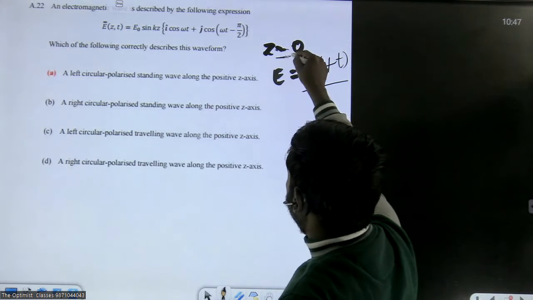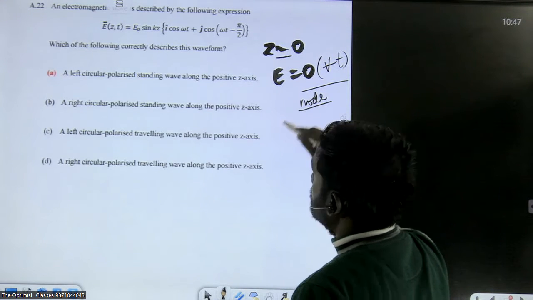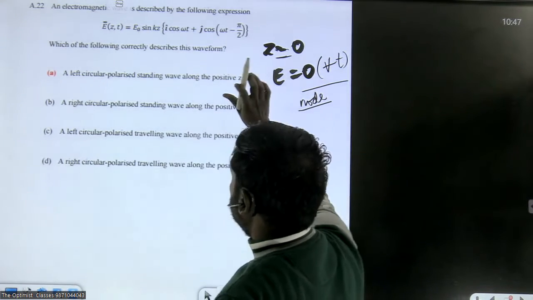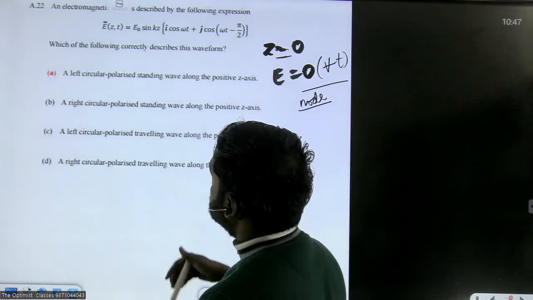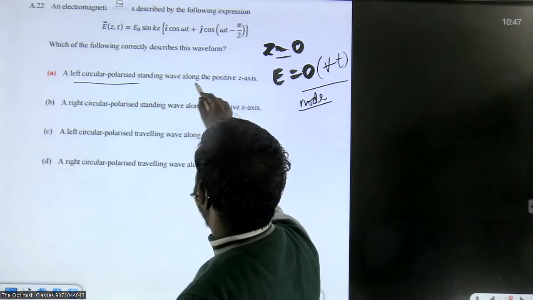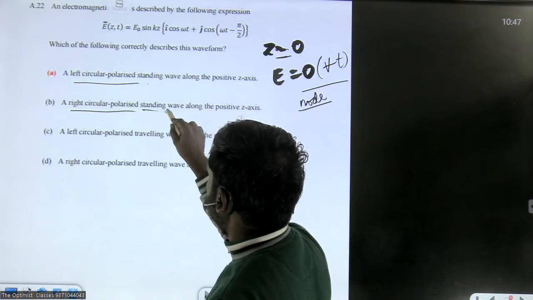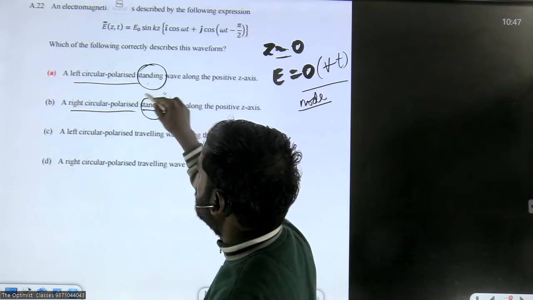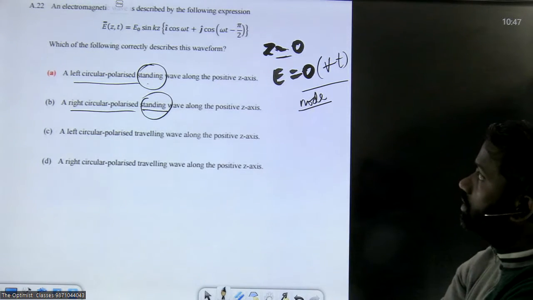At z equal to 0 we are getting electric field 0. That means this is a node. So it is quite confirmed that it is a standing wave. Now the question is, is it a left circularly polarized standing wave or a right circularly polarized standing wave. It is quite clear that it is a standing wave, so either option A or option B is correct. Now it says it is left circularly or right circularly.